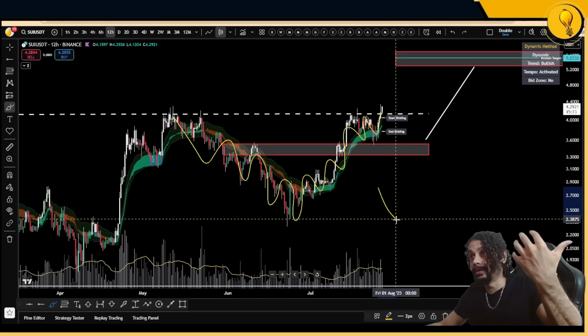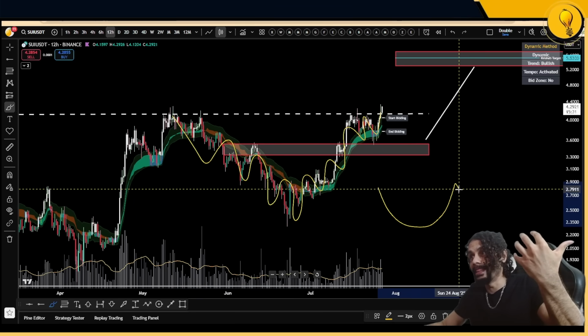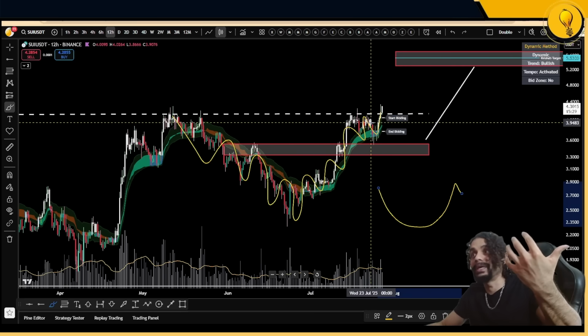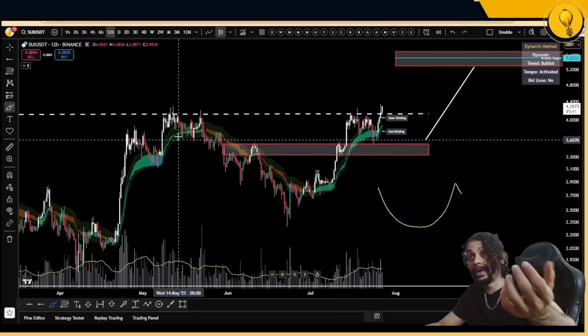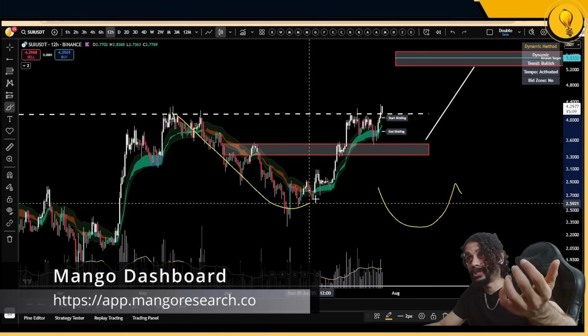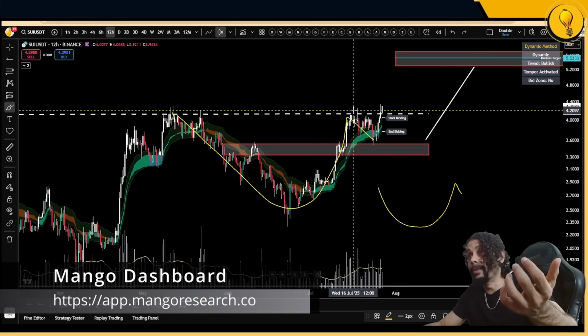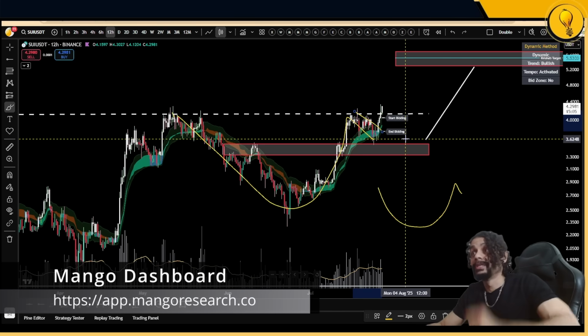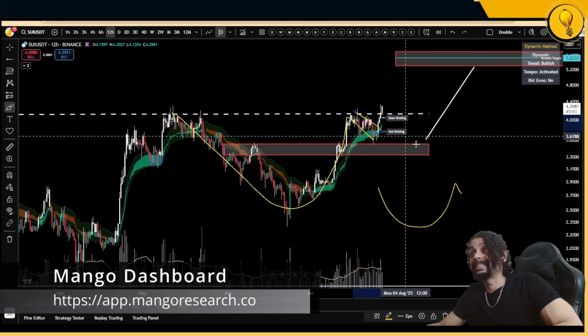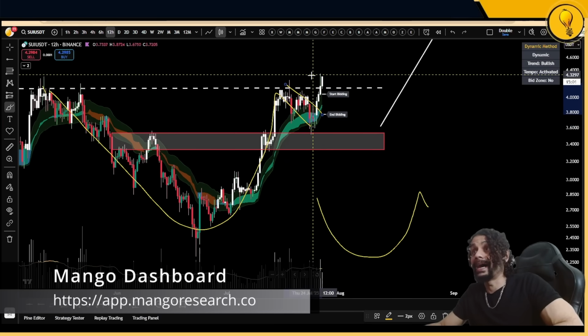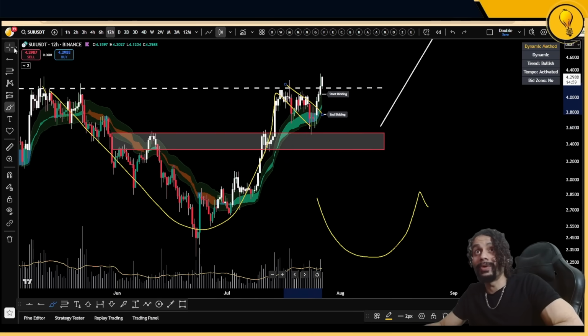What's a cup and handle? A nice rounded formation, and then a handle, which is what we are seeing over here, right? A nice rounded formation, and now your bull flag, which is your handle. So this to me is looking fantastic. It looks like we have now broken out of this cup and handle. If you go ahead and zoom in, right?